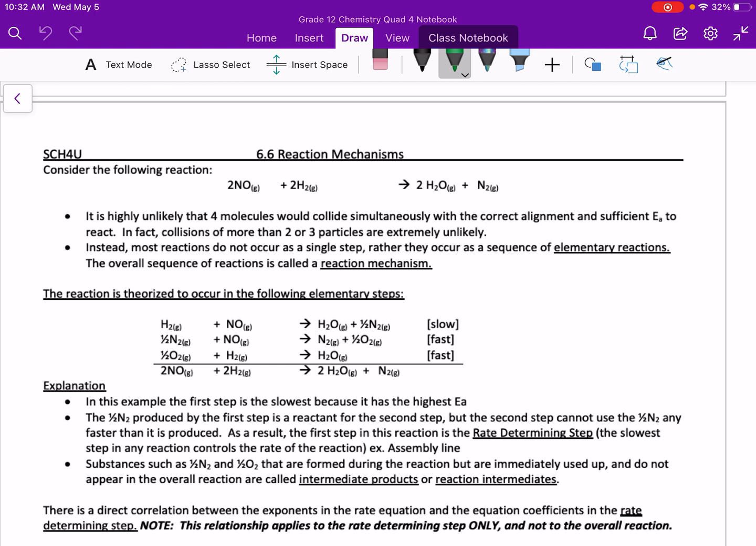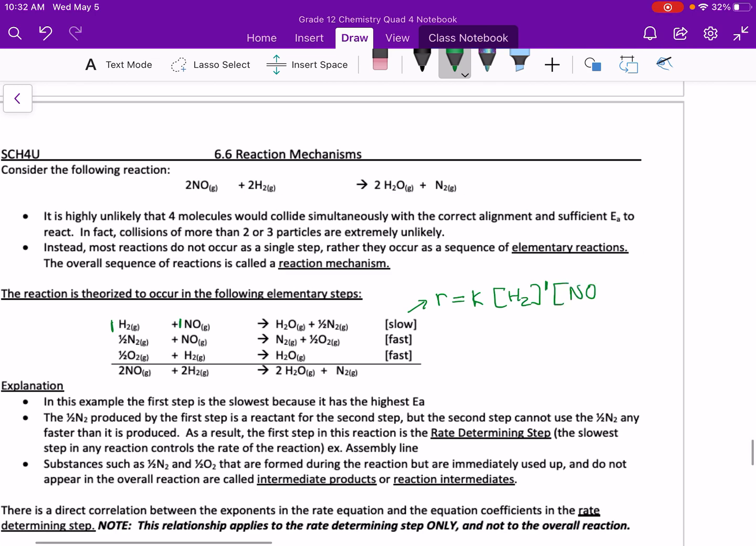It tells me that this is my slow step, so I can derive from here my rate law, because I can use my coefficients for my exponents. Because this is the slowest step, that means that it has the highest activation energy and will take the longest amount of time to react. So we can find a rate law as R is equal to a rate law constant, H2, the coefficient here is 1, so this is a first order, and the coefficient here is also 1, so it's also a first order.